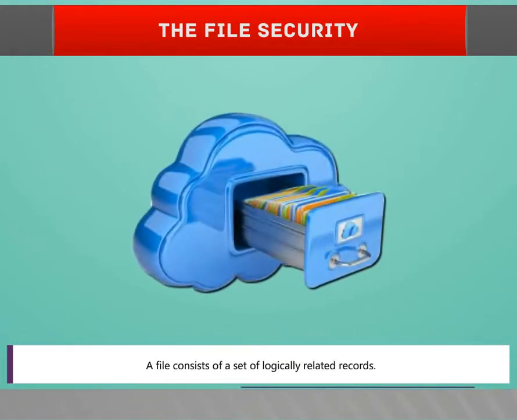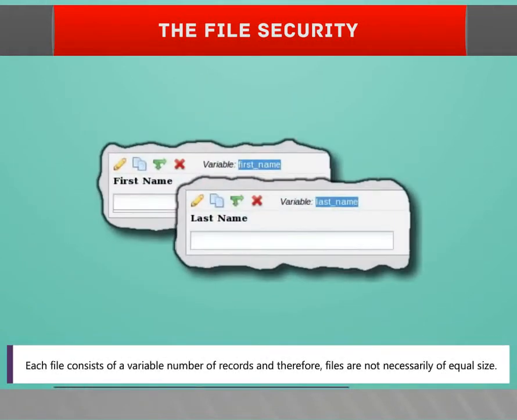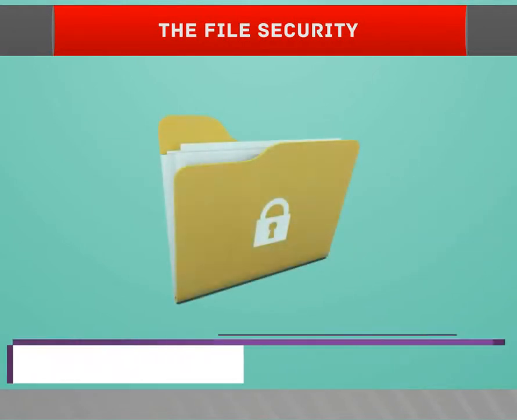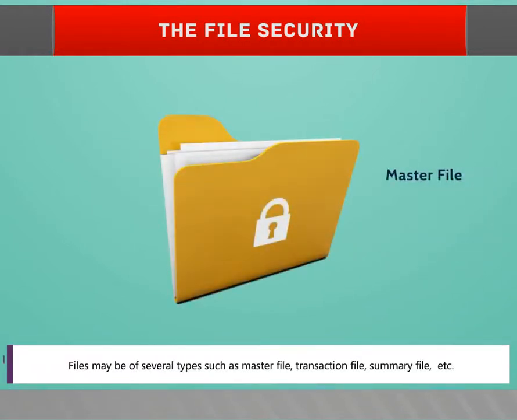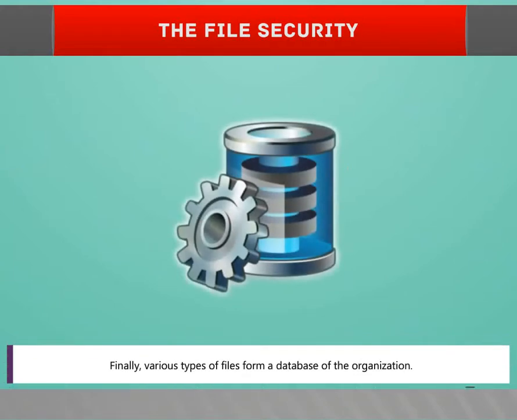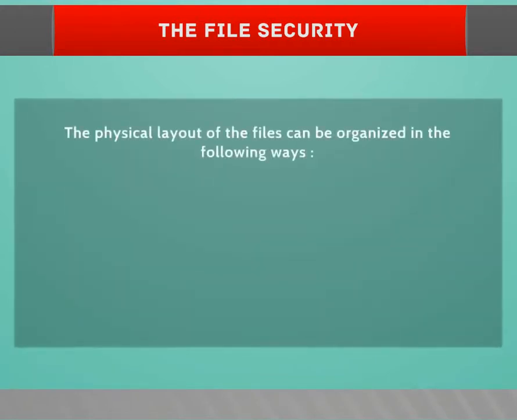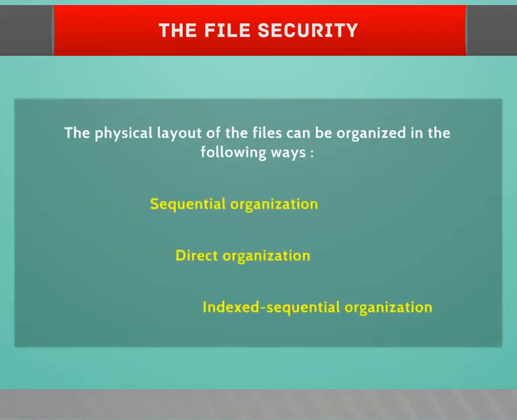A file consists of a set of logically related records. Each file consists of a variable number of records, and therefore files are not necessarily of equal size. Files may be of several types such as master file, transaction file, summary file, etc. Finally, various types of files form a database of the organization. The physical layout of the files can be organized in the following ways: sequential organization, direct organization, indexed sequential organization.